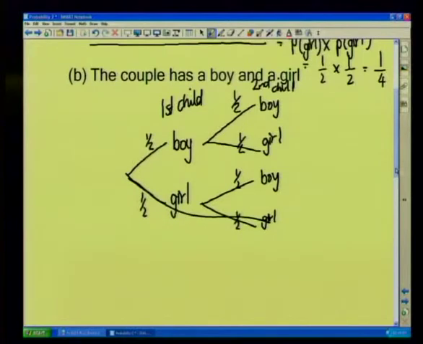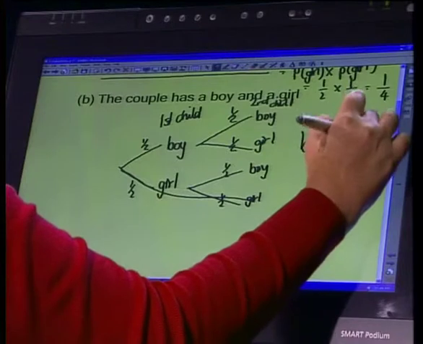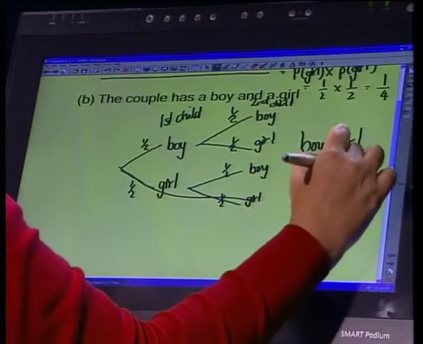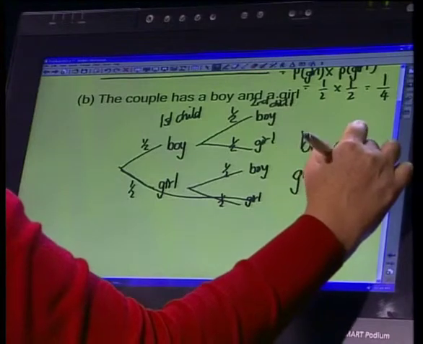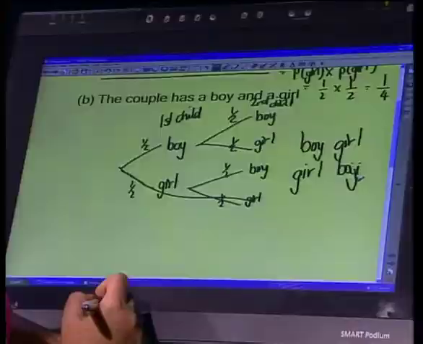Right, the couple has a boy and a girl. Okay, now I could have quite a few different versions of a boy and a girl. Well, actually I could have a boy and then a girl, or I could have a girl and a boy. So it doesn't say what order, they just said a boy and a girl. So what are the chances?